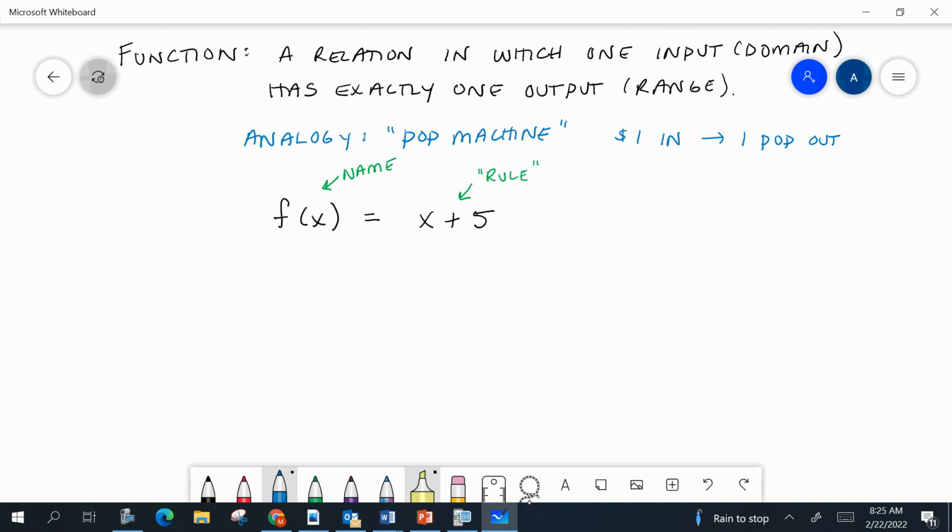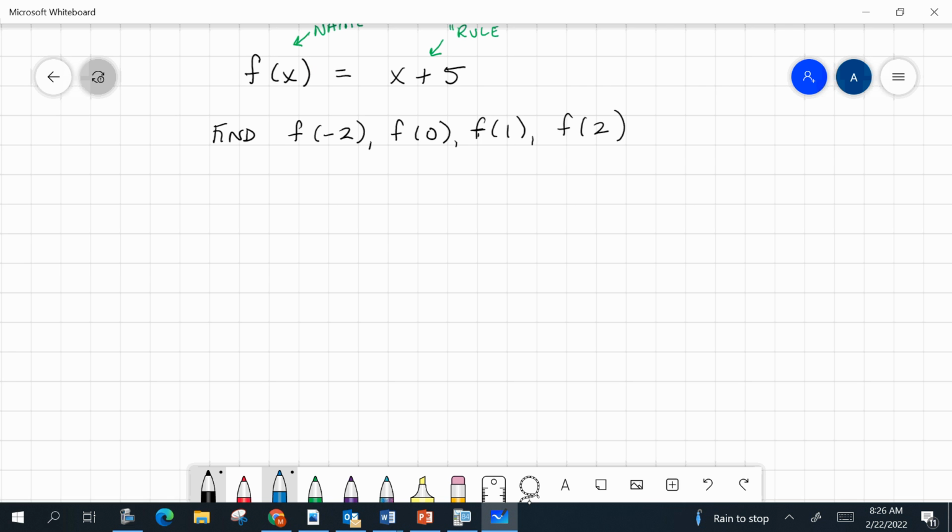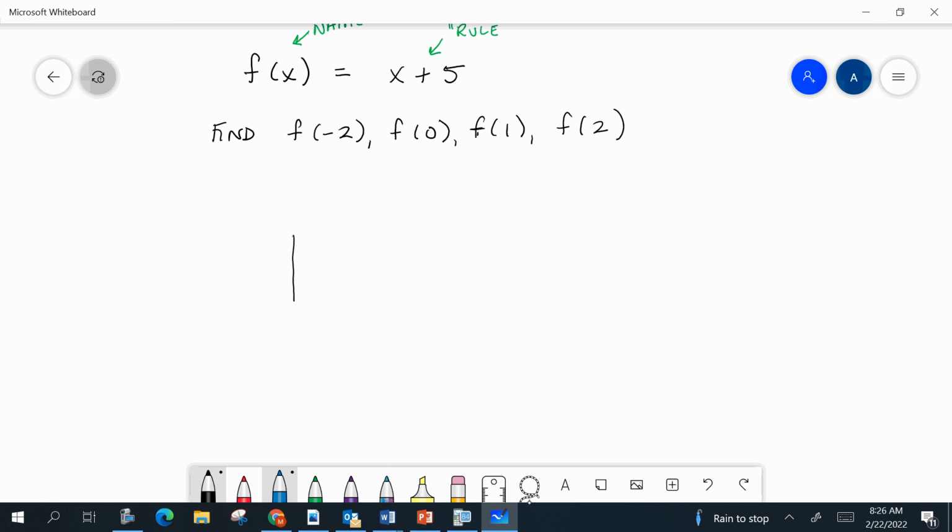you get your output. So since we're talking about this analogy of a pop machine, we are going to find f of -2, f of 0, f of 1, and we're going to find f of 2. Okay, well, what I like to do is think about a machine, right? Keeping with this analogy of a pop machine, I want you to think about having one input in.